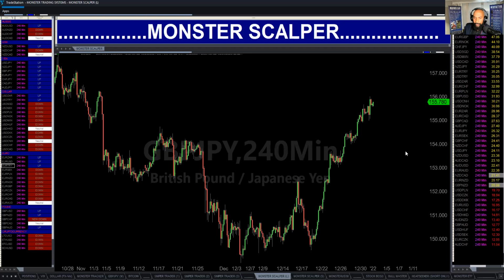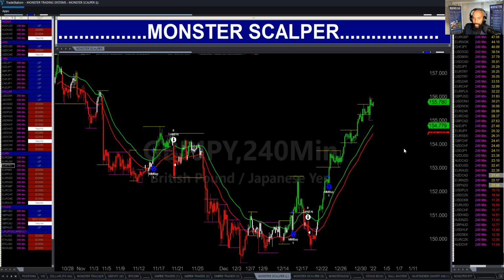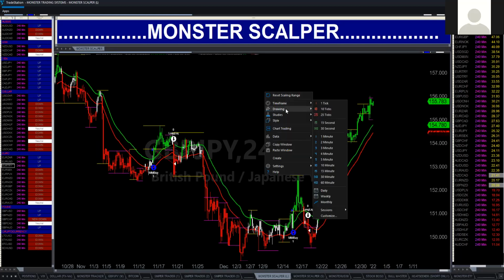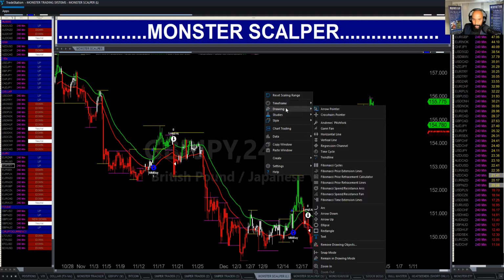Okay, so let's take a look at pound yen. When looking at pound yen right now, when would we get a sell signal? My assumption is when it's below 154. Okay, where is support right now? Support is at 155. Okay, let's see here.